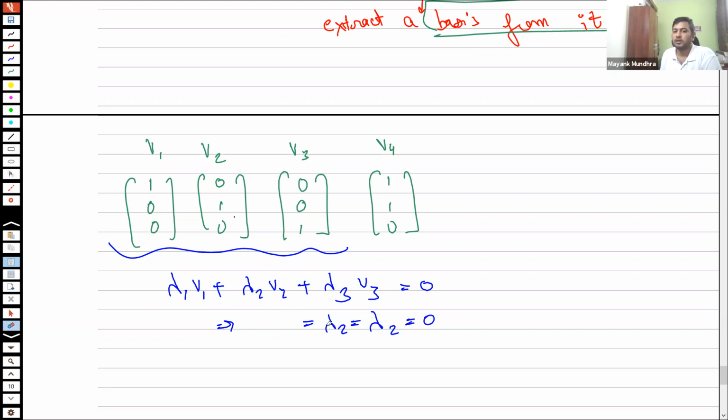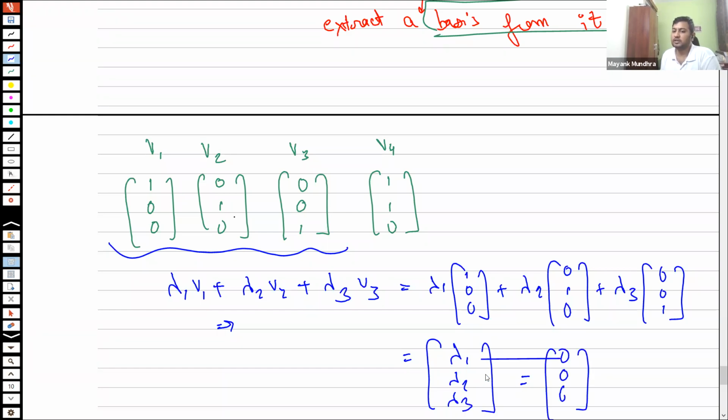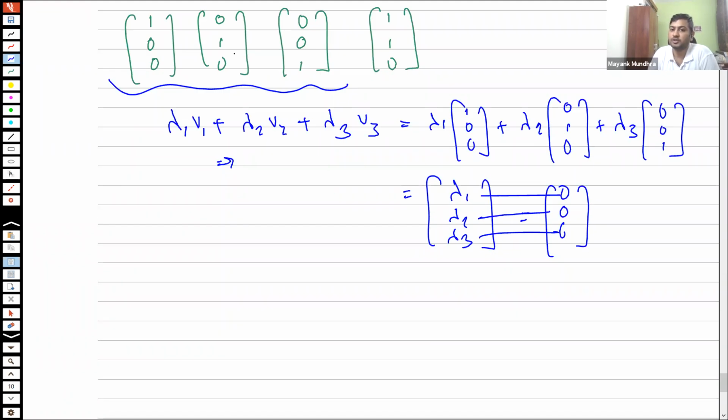Okay. Because when I add these 3 vectors, the linear combination becomes lambda 1 times 1, 0, 0 plus lambda 2 times 0, 1, 0 plus lambda 3 times 0, 0, 1. So that basically becomes lambda 1, lambda 2, lambda 3, which is equal to 0, 0, 0 only if each of these things is 0. So all the 3 scalars need to be 0 for the linear combination to be 0.